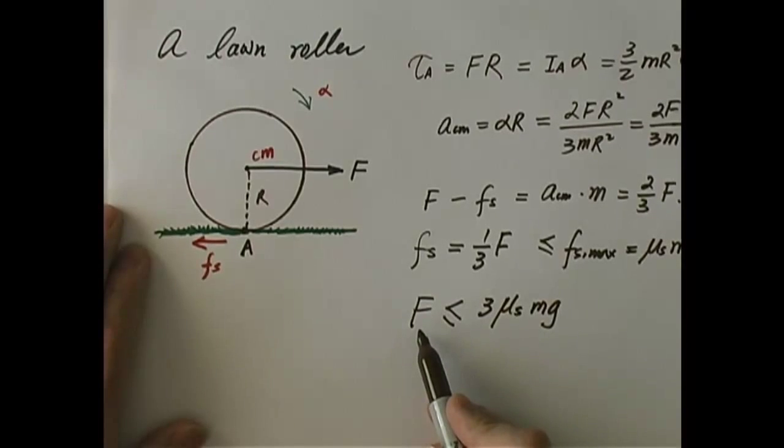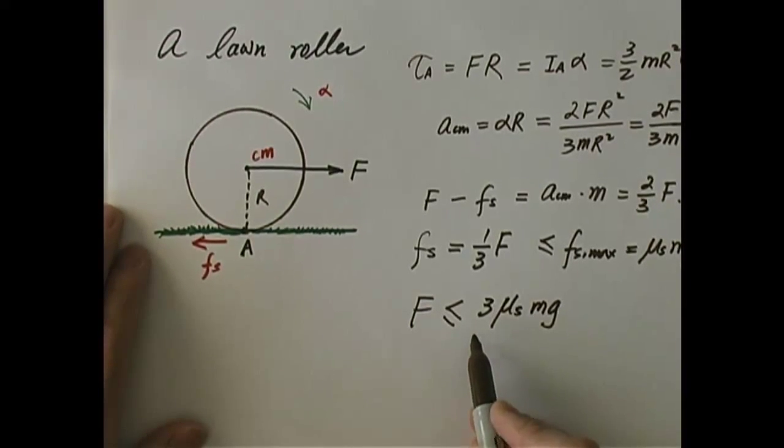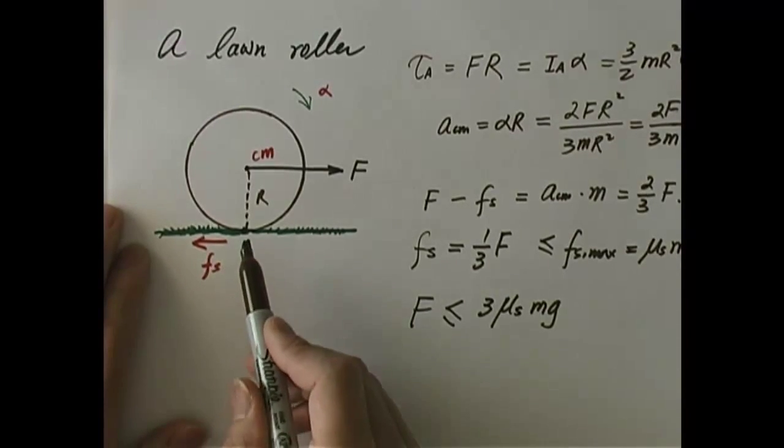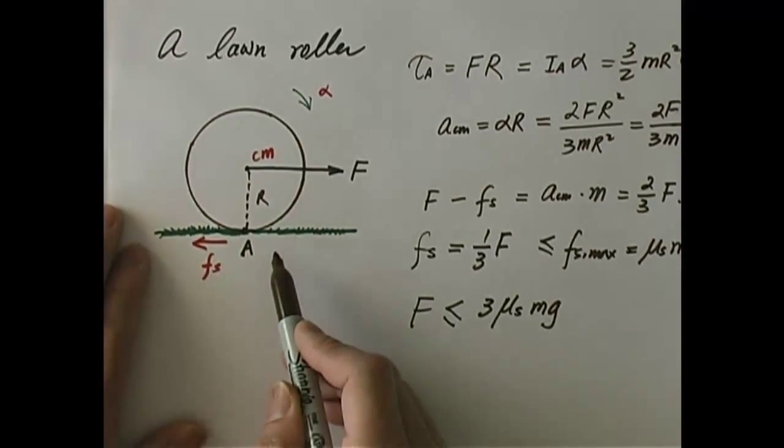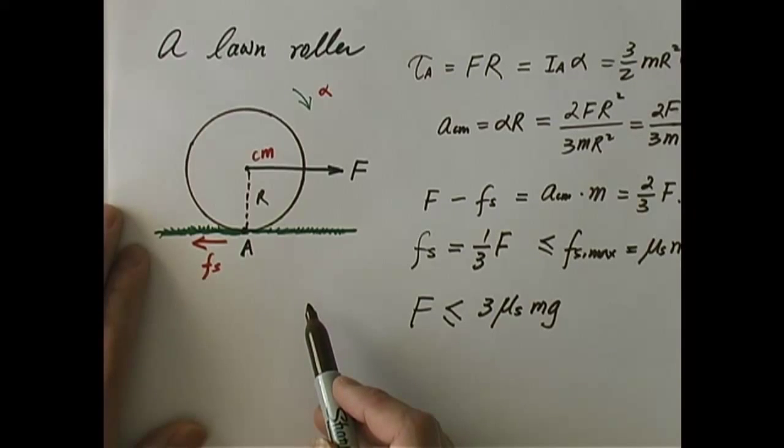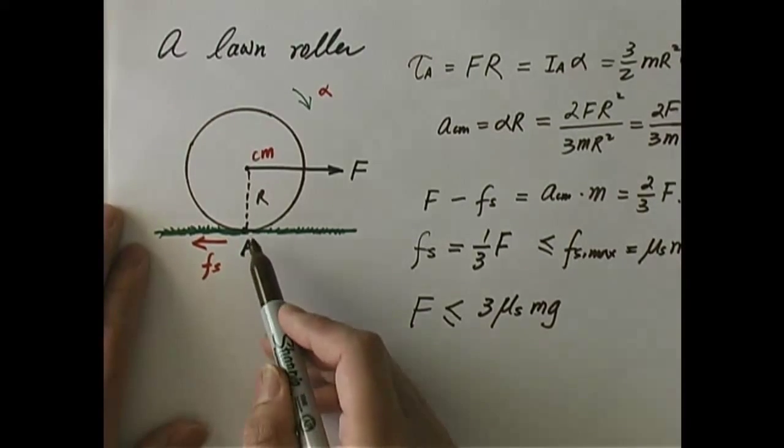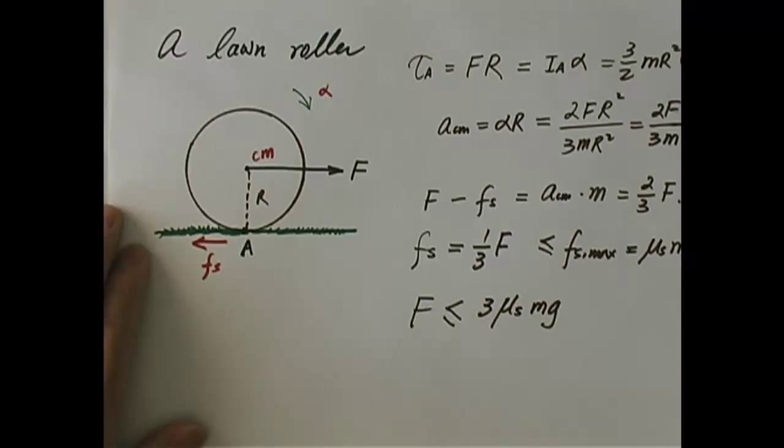That is the greatest force you can pull the long roller with. If you exceed that force, what happens? You are not going to be able to provide enough static friction to sustain pure rolling anymore. You are inevitably going to start sliding at point A. That is another example of pure rolling.